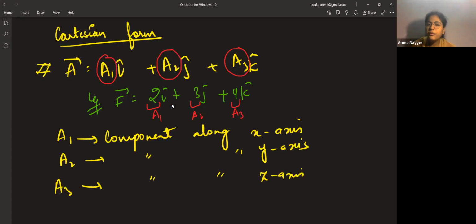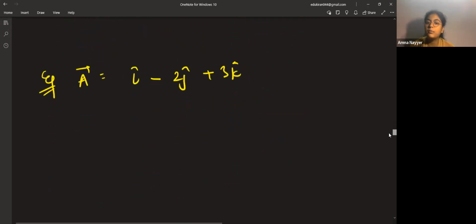So whatever coefficients are there, 2 is the coefficient of I cap, 3 is the coefficient of J cap, 4 is the coefficient of K cap, right? So A1, A2, A3, any coefficient you can have along with the main unit vector. Now, how to solve the questions? How to actually perform calculations?